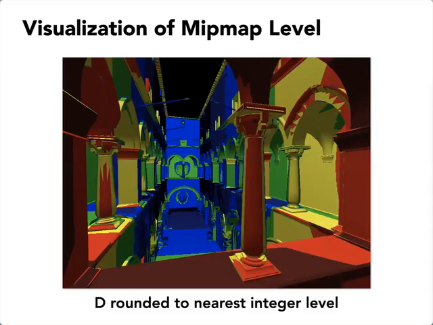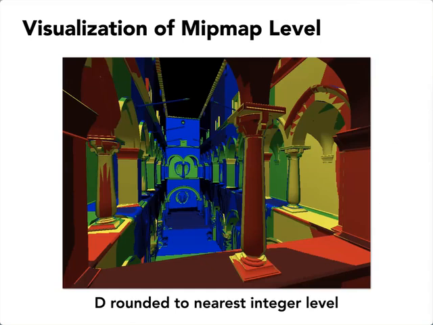Let me visualize for you what this looks like when you apply it to that scene that I showed you before. If you calculate D according to that formula I showed you before, and then visualize each of those D levels as a different color, you can see that it's going to vary. In this case, blue at the back is for higher D values, lower resolution images. In the foreground, red corresponds to lower D, lower levels in the mipmap, which correspond to higher resolution texture images.